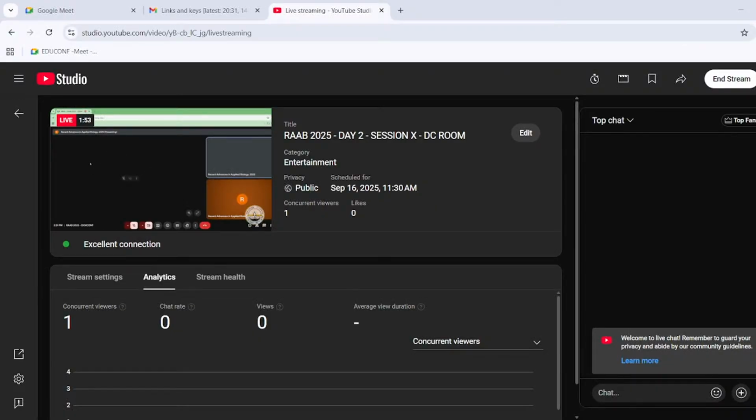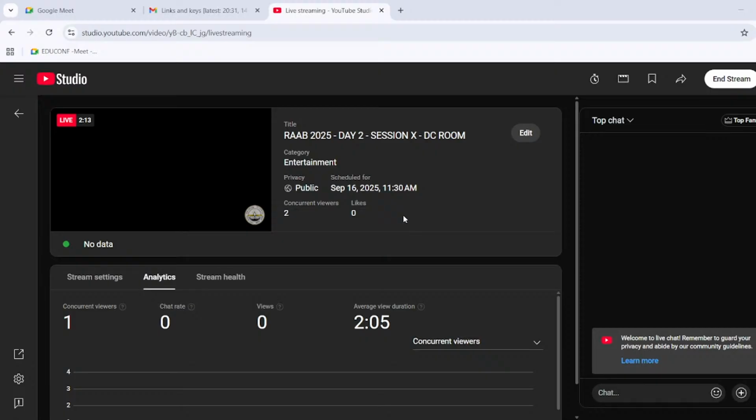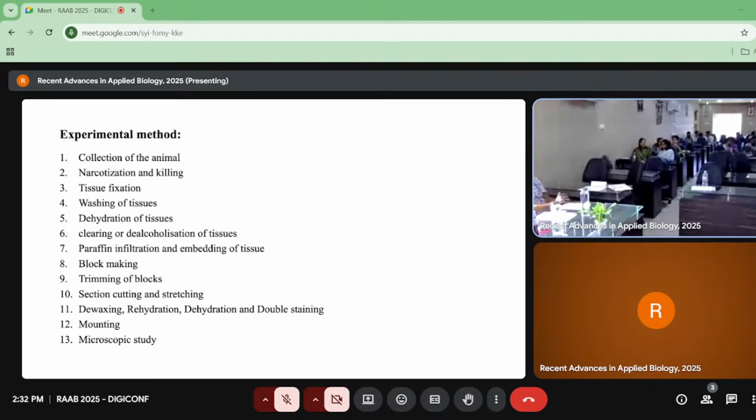These are the experimental methods. First, we collect the animal, Heteropneustes fossilis. Then we narcotize this animal by using chloroform. Then tissues, brain and kidney, were collected, and those tissues are kept in Bouin's fluid for fixing. After 24 hours, these tissues are embedded in paraffin.